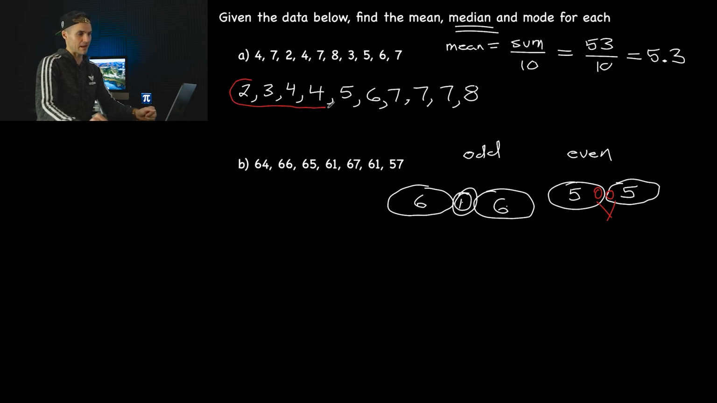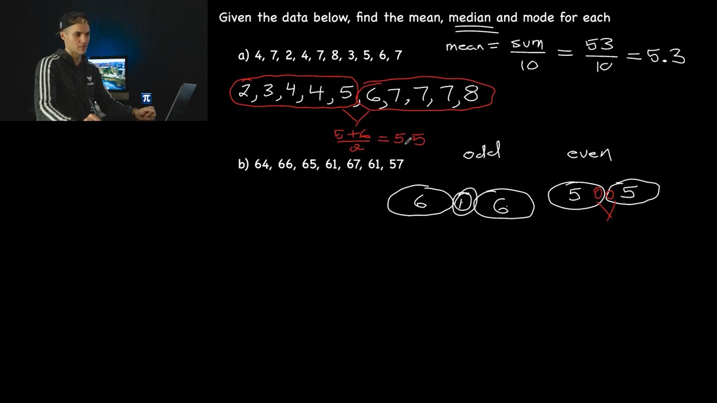So if we split our data up into 2 halves here, it's like this. And so we would take these two numbers here, right? The last one of the first half and the first one of the second half, add them up, divide by 2, basically the middle of them, right? Which is going to be 5.5. So that's going to be the median of this data set. It's going to be 5.5.